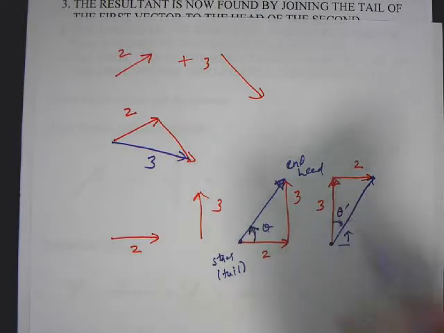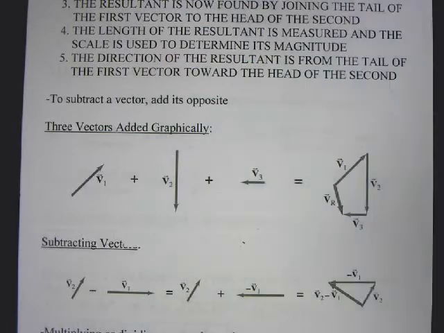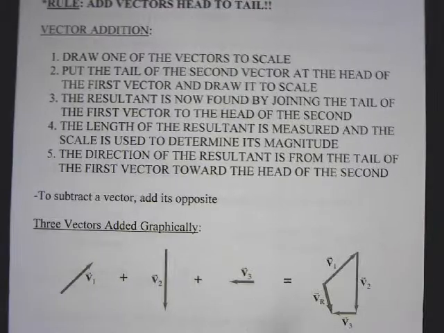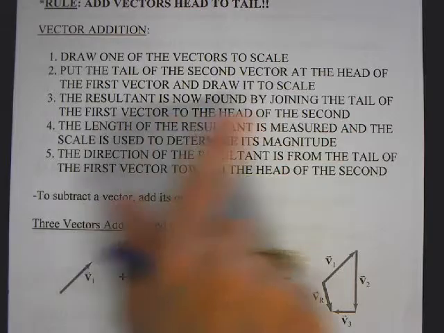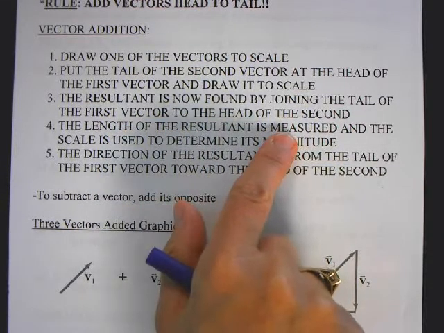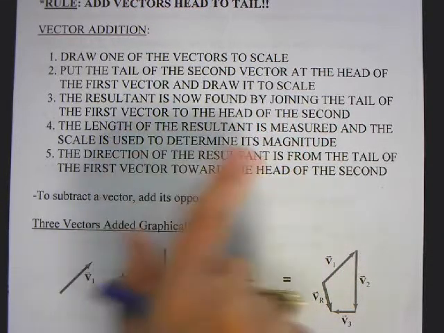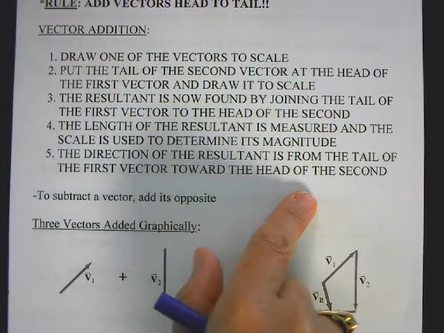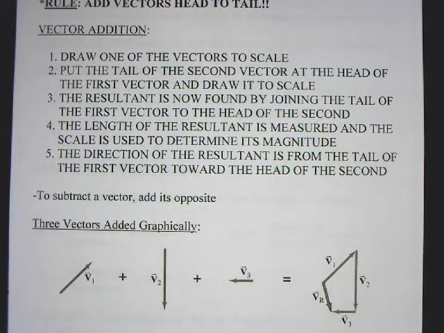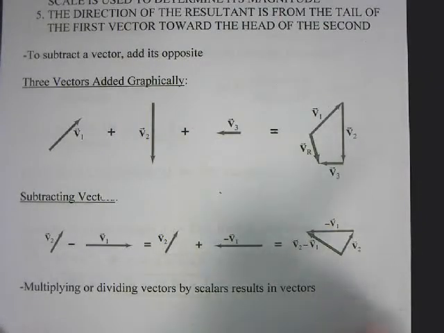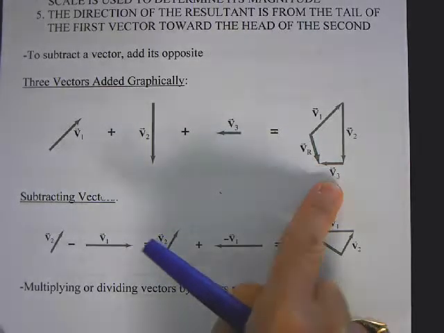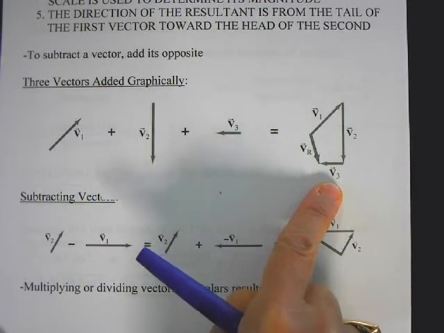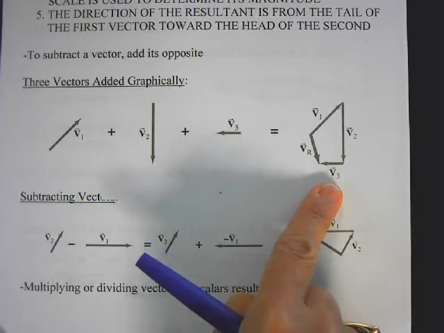Okay. So again, let's go over the rules. They're pretty simple. Draw one vector to scale, put the tail of the second at the head of the first. The resultant is now found by joining the tail of the first to the head of the second. The length is measured, and you can do it by scale, and then the direction you could use a protractor, but we're going to do it mathematically because we all know the Pythagorean theorem and the definitions of sine, cosine, tangent. Next class, this shows how to add 3 vectors graphically. But what if I want to add 3 vectors mathematically? That's what we're going to do next time.